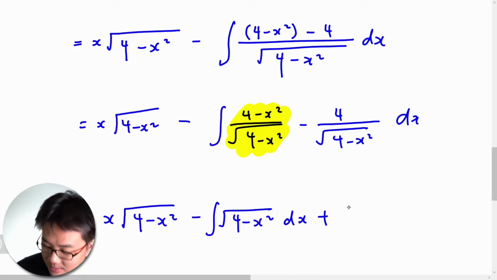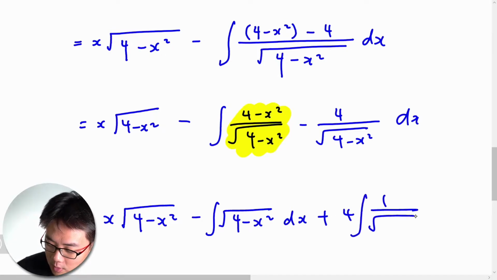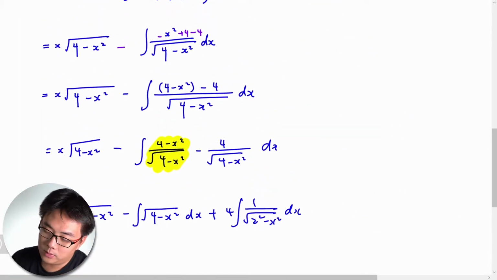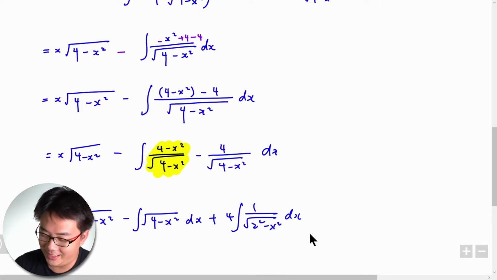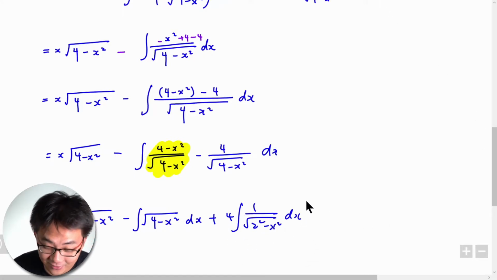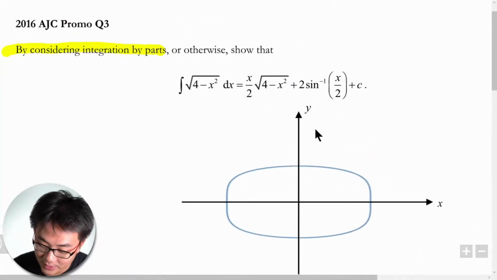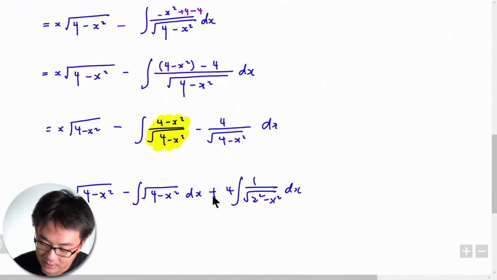dx, minus 4 times the integral of 1 over the square root of 2 squared minus x squared dx. Okay, so there you go. This one, if you don't know what to do, I don't know what to say. MF26, sine inverse. So you see this is sine inverse here. So sine inverse, just check my method.